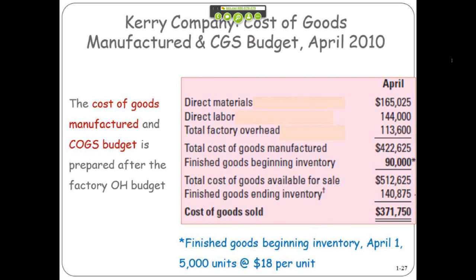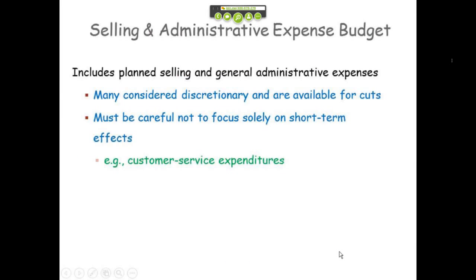You can now start to put together an income statement by period. Pro forma, meaning looking forward. You have your direct materials and your direct labor for April, your factory overhead, both variable and fixed. You have your cost of goods manufactured plus your beginning inventory, and then minus your ending inventory, and this will be your cost of goods sold. So this is just taking the numbers you've created in your budgets and starting to produce a cost of goods sold, which would then lead you to, well, a quickie on selling and administrative expenses.